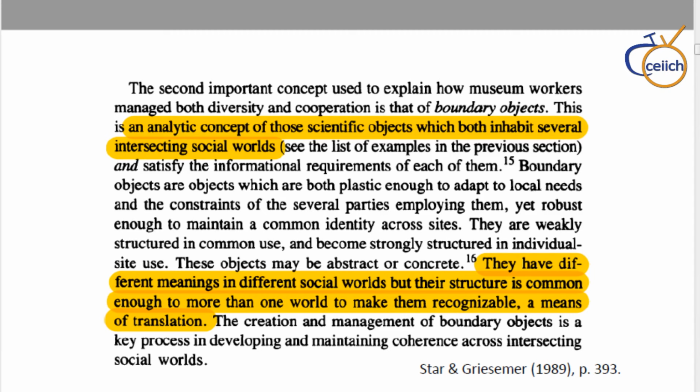And I'm thinking, great, okay, so the rat seems to occupy a place between several intersecting worlds. They have different meanings in different social worlds, but their structure is common enough to more than one world to make them recognizable, a means of translation. So even though an object might be understood differently in different worlds, there's enough familiarity with the object itself so that people can talk to each other across these worlds. So it's not so important that people understand that object in the same way. What matters is that there's enough overlap in their understanding of that object that they can talk to each other.